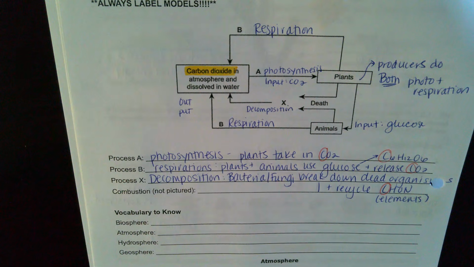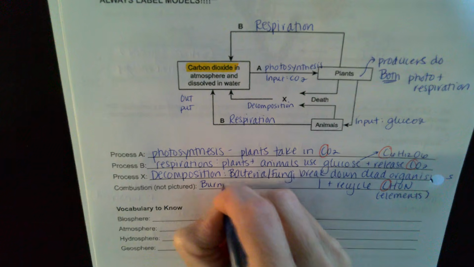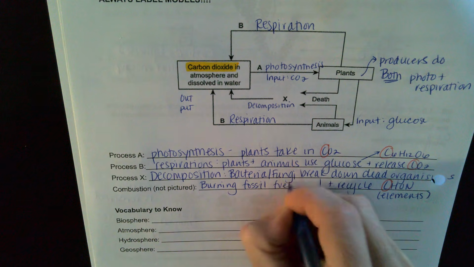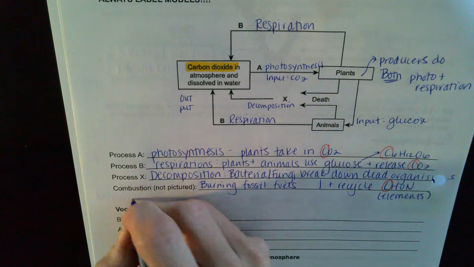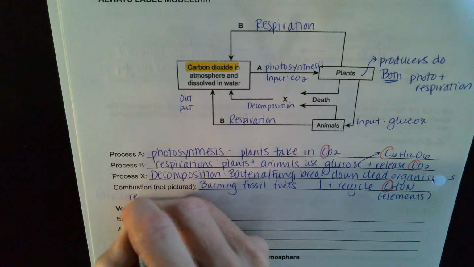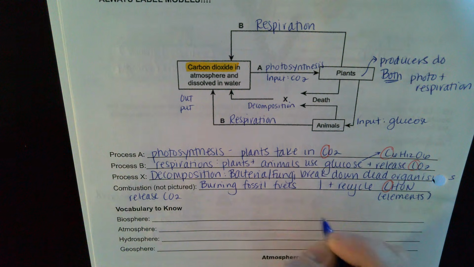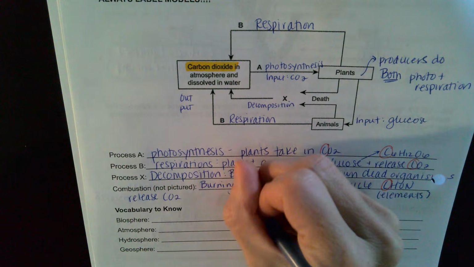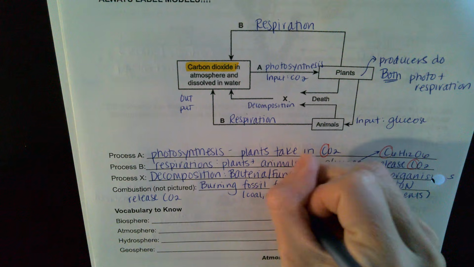And the last one is combustion. I don't have combustion on here, but you could see it. Combustion is burning fossil fuels. And when you burn fossil fuels, you release CO2. Because fossil fuels, those are coal, oil, gas.